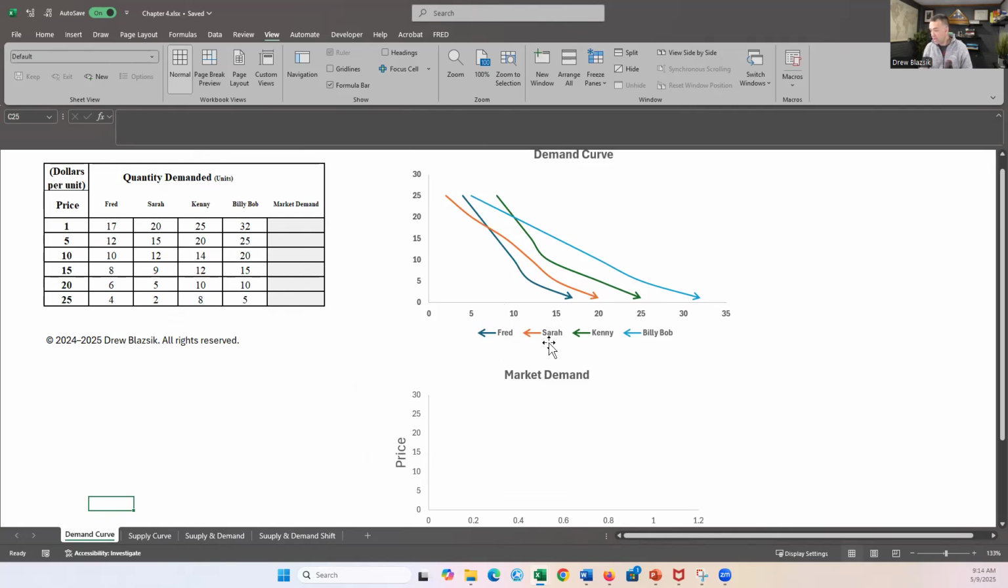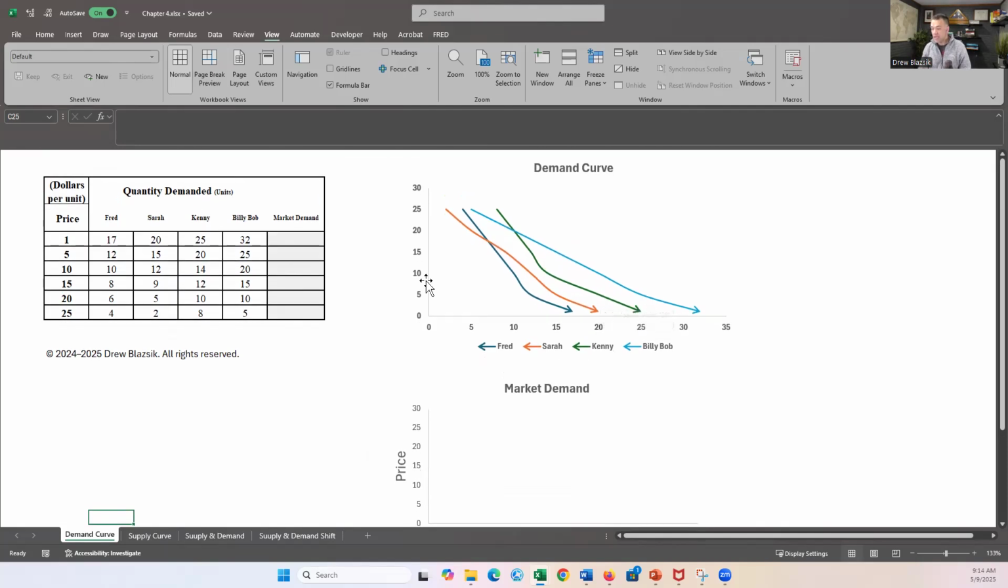You've got Fred, Sarah, Kenny, and Billy Bob. They're all downward sloping demand curves, and that is correct. This is the entire demand curve, right? For Fred, there's the price, and the whole demand is the curve. Demand is a relationship of all the prices and the quantity demanded.